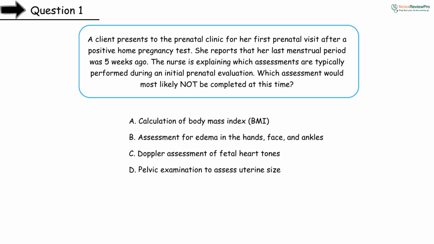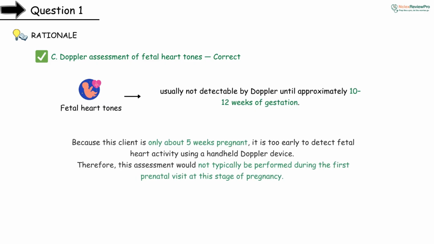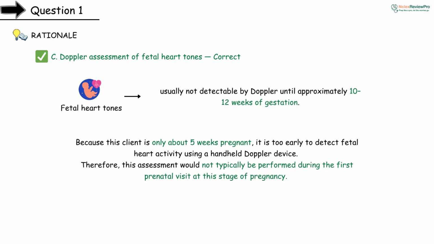The correct answer here is option C. Let's break down why this is correct. At 5 weeks of gestation, this is still very early pregnancy. Here's the key concept. Fetal heart tones using a Doppler are usually not detectable until about 10 to 12 weeks. So even though the pregnancy is confirmed, it is too early for a Doppler device to pick up fetal heart activity. That makes this assessment inappropriate at this time.